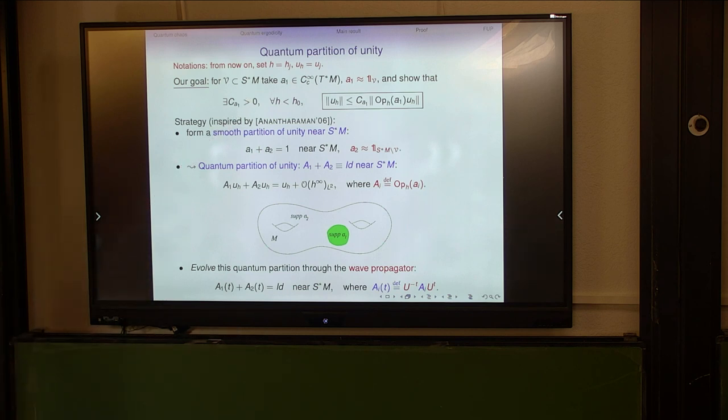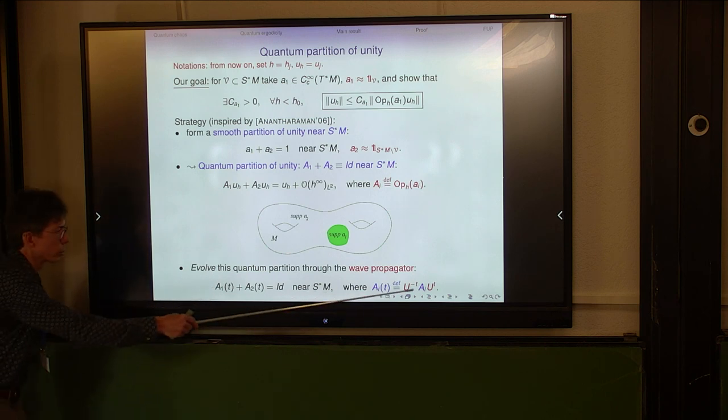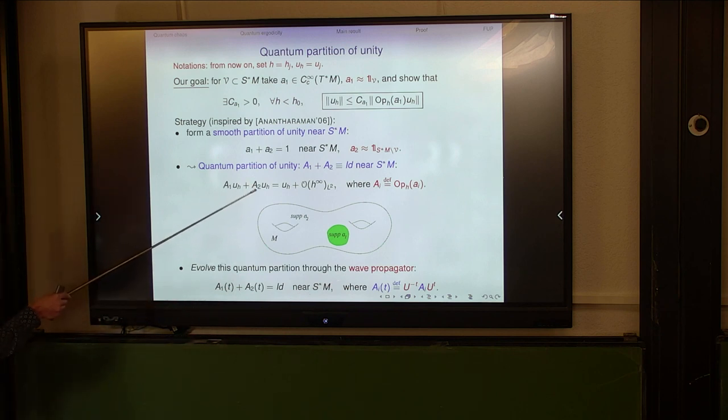Even though this eigenmode is stationary, it does not evolve, once we cut it into two pieces, each piece will evolve. When I say evolve, I mean apply the quantum propagator. We can either apply the propagator to the state, or, by the adjoint action, apply the propagator to the operators. So we'll apply the evolution to the operators. Because the propagation is unitary, this quantum partition of unity translates to partitions of unity for any time. After any time of propagation, we still have this equivalence. So we have a whole family, indexed by time, of quantum partitions of unity.